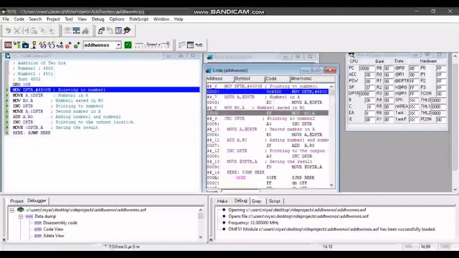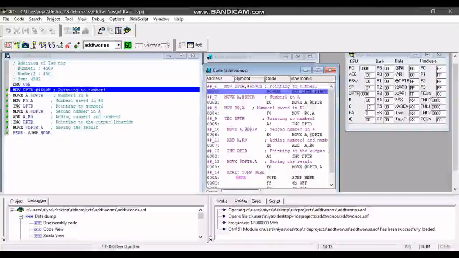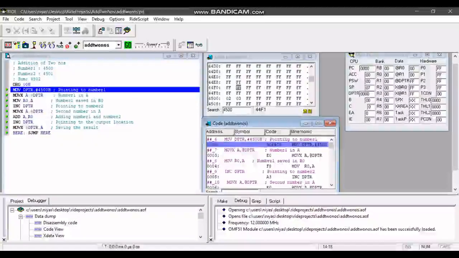In 4 again, what is the equivalent machine language? F8. So F8 will be saved in 4. So the next will be in 5. Increment DPTR, the equivalent machine language is A3, that will be saved in 5 and so on. So like this it goes. So this is how the instructions are going to be saved in the code memory.